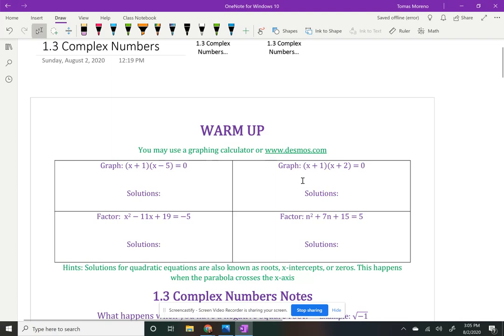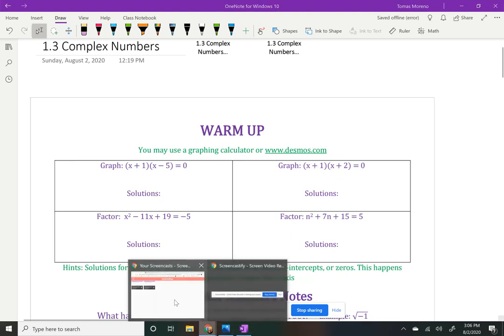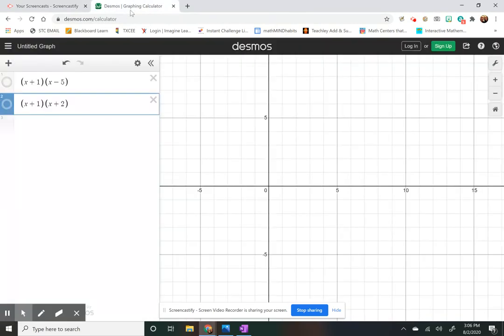Now, the solutions are where the parabola crosses the x-axis. The solutions are also known as the roots or the zeros or the x-intercepts, okay? So I'm going to take this equation right here and this equation, and I'm going to put them into decimals. So I already have 1 and 2 here.